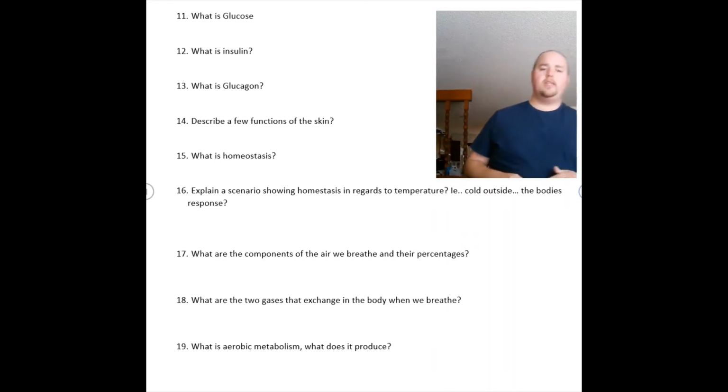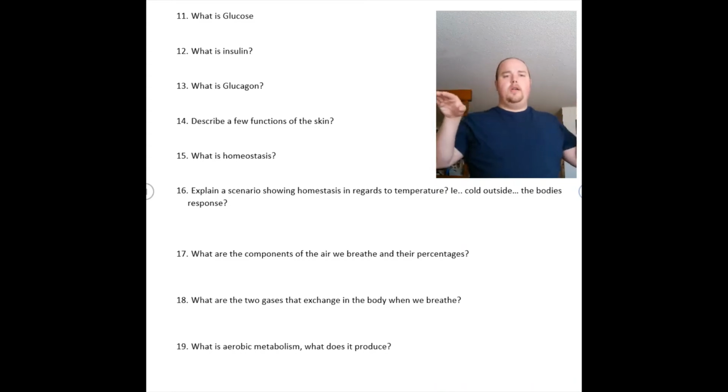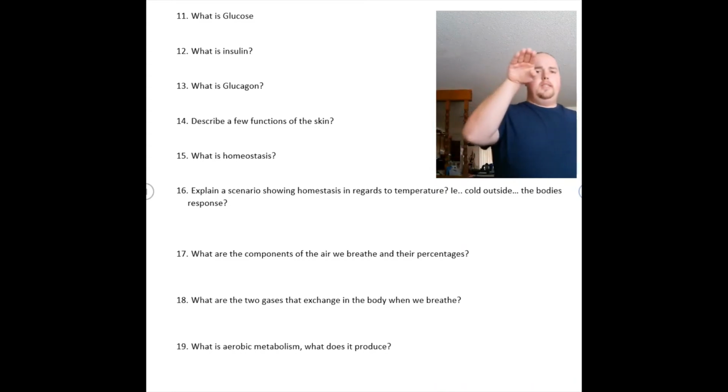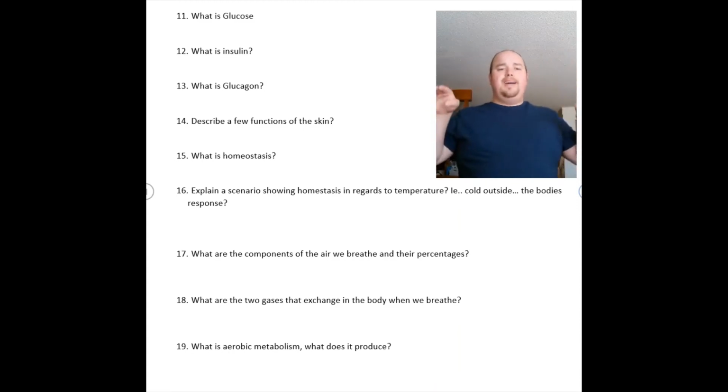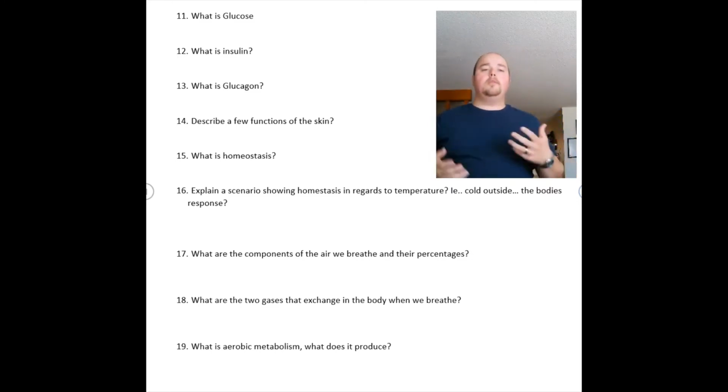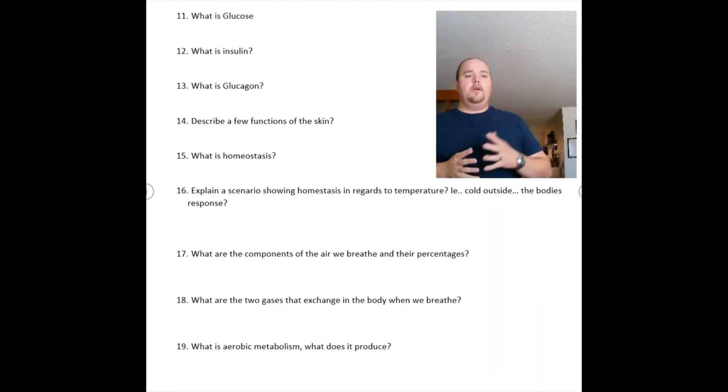What is homeostasis? Homeostasis is that teeter-totter, that if one side tips down or the other side tips up, we're making sure that when we're tipping up, tipping down, we're keeping it nice and level. So if you get cold outside, you start to shiver. If you get hot in the summer, you start to sweat. So homeostasis is maintaining that regulatory balance inside the body. And number 16 describes a scenario where homeostasis in regards to temperature and how it affects the body. So you're going to have to explain that.